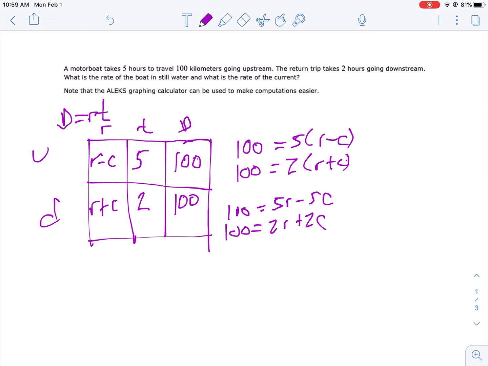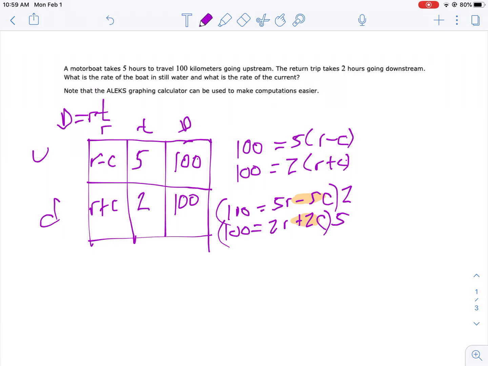I think I'm going to use elimination to solve this. I notice that I've got negative 5c and positive 2c. So what's the least common multiple of 5 and 2? Well, it's 10. So I'm going to take my first equation. In order to make the c 10, I'm going to multiply by 2, so then I'll get negative 10c. I'm going to take my second equation, I'll multiply that by 5.